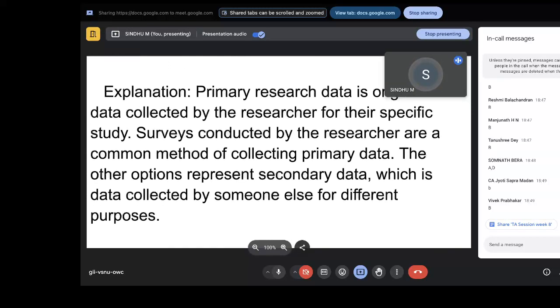So you can also use the other kinds of data in the other options. They will be secondary data. You have to cite properly and you can use that as well.